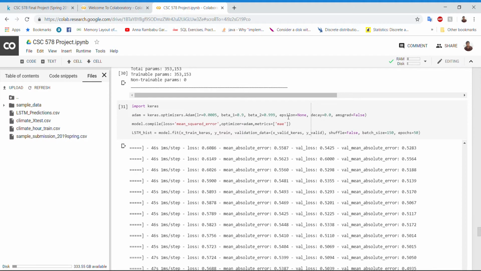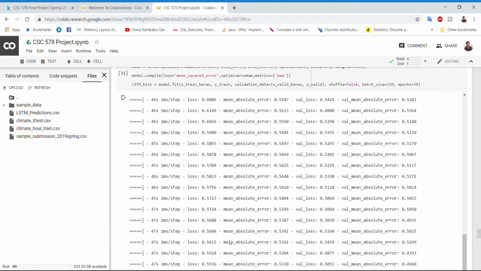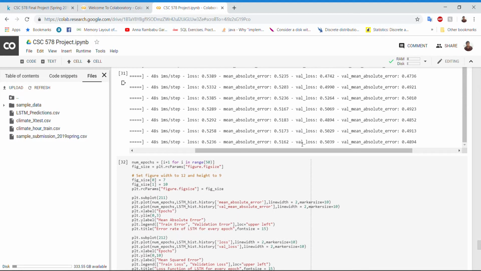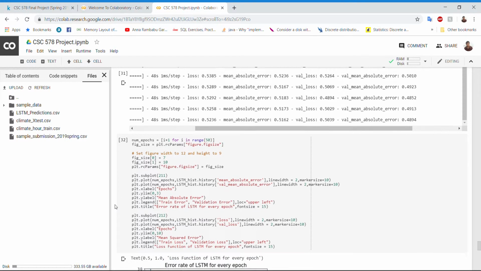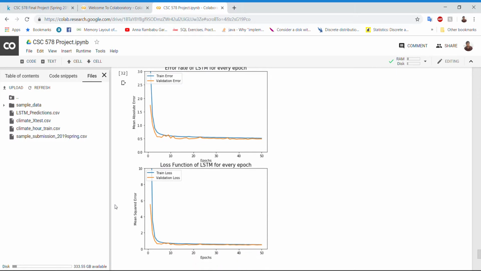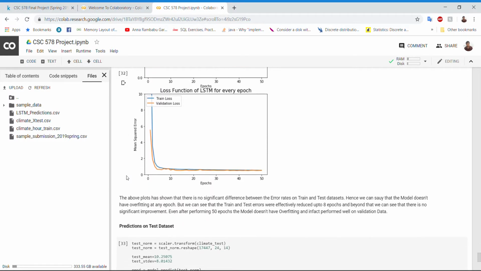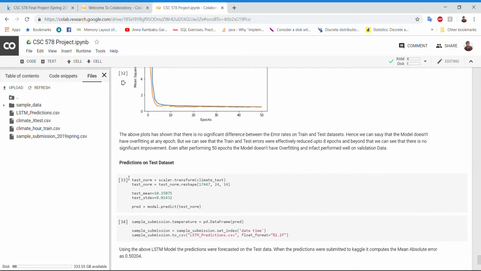And also the metrics as MAE, and I have used the batch size as 150, and I have trained it for 50 epochs. After that we can see the mean error 0.5162 and the validation error is 0.4894, indicating there is no overfitting of the data. And these are the error rates and the loss function plots for the validation and training data sets.